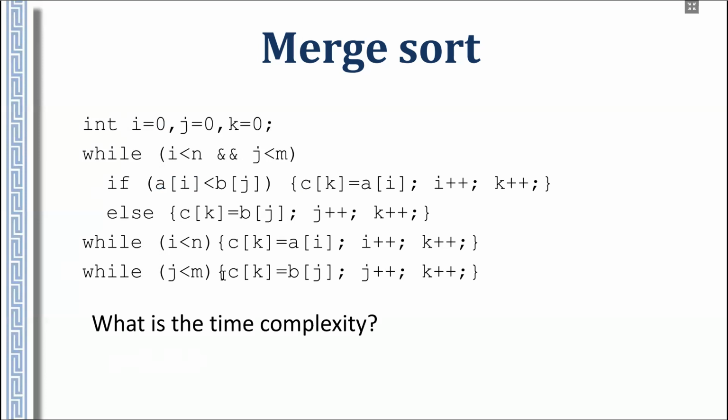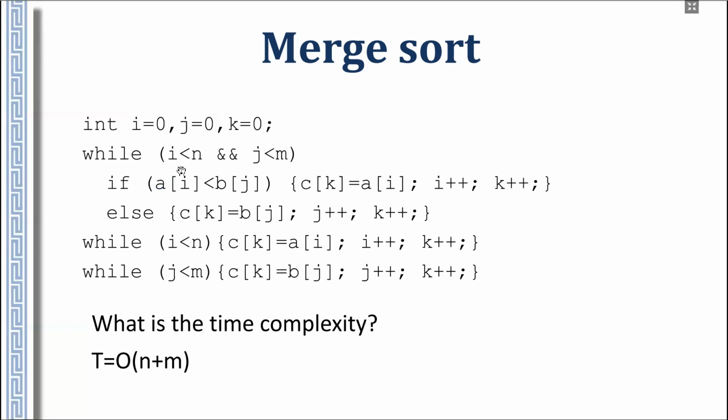So let's look at the time complexity of this idea. The time complexity is n plus m. Why? Firstly, we can see that for each step of this while loop, k is increasing, k plus plus. The maximal value of k is n plus m.